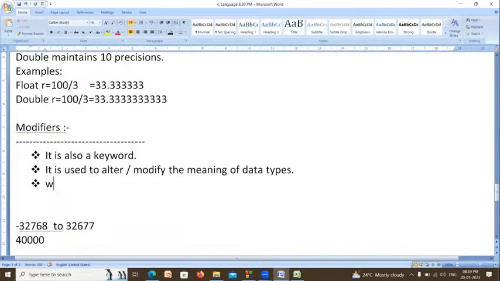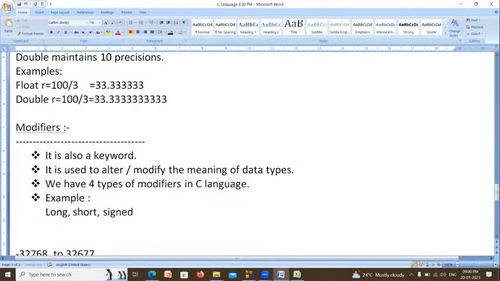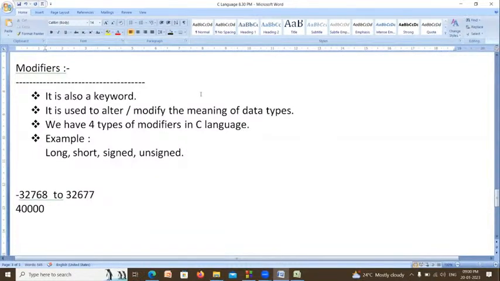In C language, we have 4 types of modifiers. For example, what are the 4? These are long, short, signed, unsigned. These are the 4 modifiers we need to use.